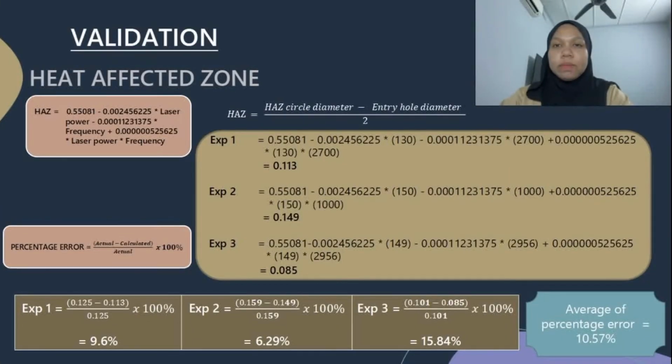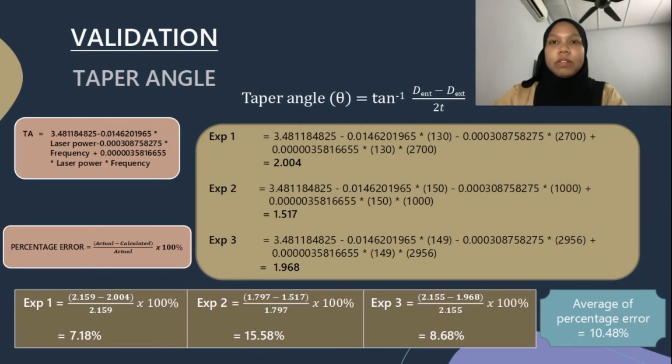Next, we can calculate the percentage error for each validation test by using the mathematical model that we get from ANOVA analysis. The percentage error for run number 1 is 9.6% and 6.29% for run number 2, and for run number 3 is 15.84%. The average percentage error is 10.57%. For taper angle, the percentage error for run number 1 is 7.18% and 50.58% for run number 2, and for run number 3 is 8.68%. The average percentage error for taper angle is 10.48%.